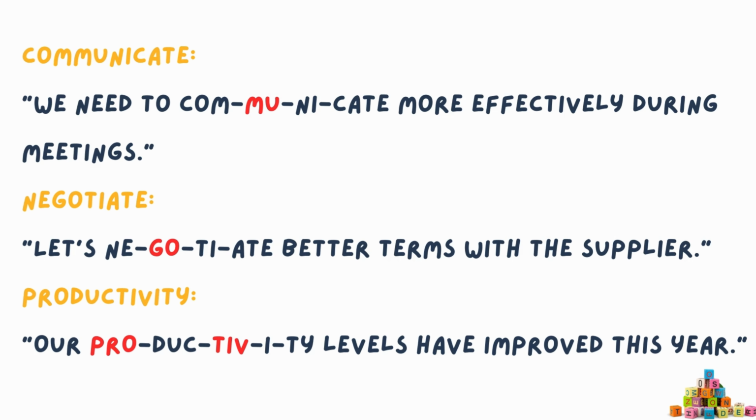Now, looking at longer words, these can also cause stress pattern confusion, especially those words that are borrowed from Latin or Greek. For example, the word communicate. We stress the MU. We need to communicate more effectively during meetings. Negotiate. We stress the go. Let's negotiate better terms with the supplier. And the word productivity is stressed in two parts. Our productivity levels have improved this year.